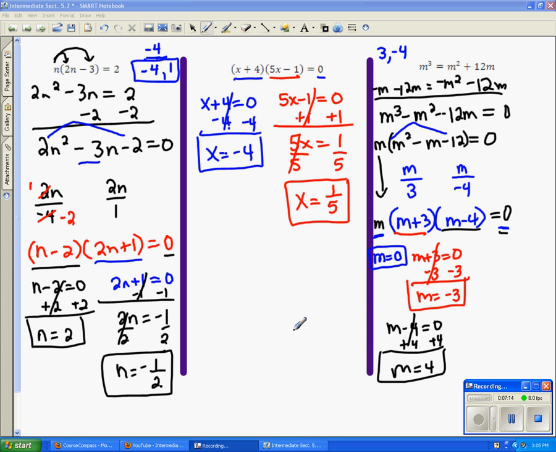Also, on all these problems, to check my answer, I can take one of my solutions, negative 4, plug it back in everywhere x is, and solve this to see if I get a true statement. So you can check your work on all of these by substituting each value back into your original equation and solving for a true statement.